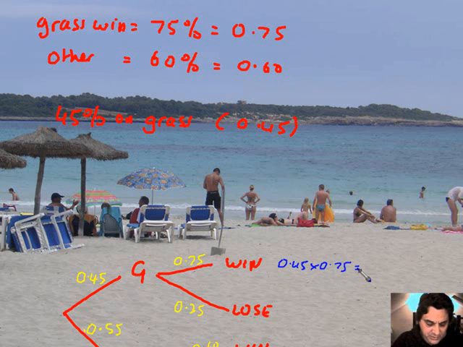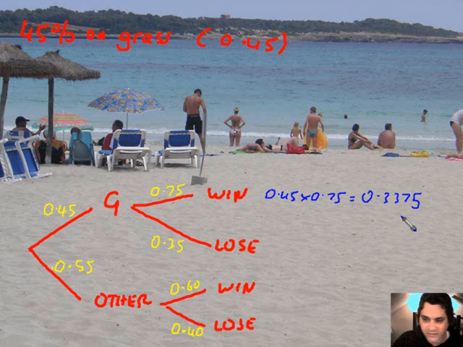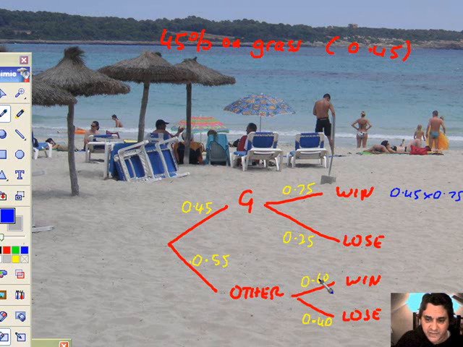0.45 multiplied by 0.75. Oops, pressed the wrong button. 0.45 multiplied by 0.75. We've got 0.3375. Now, I never do fives properly. Now, to win on the other court, we're going to go down this route and then up there. Okay, so other court and win.